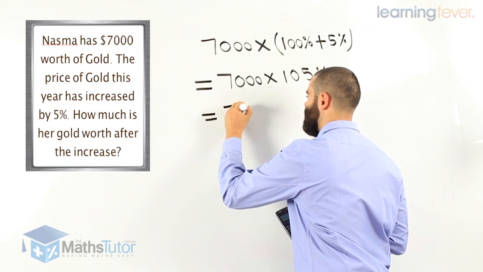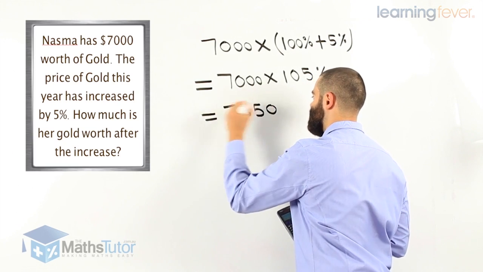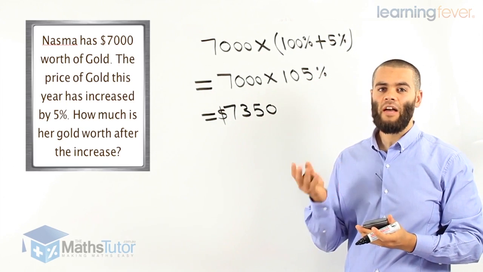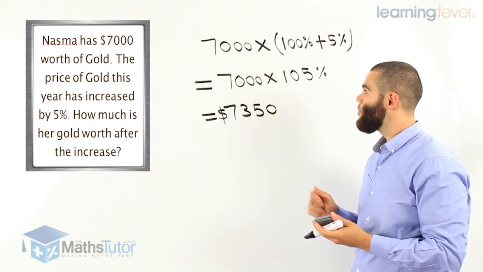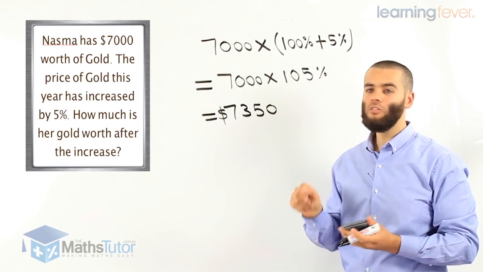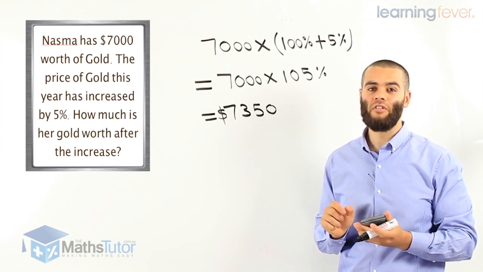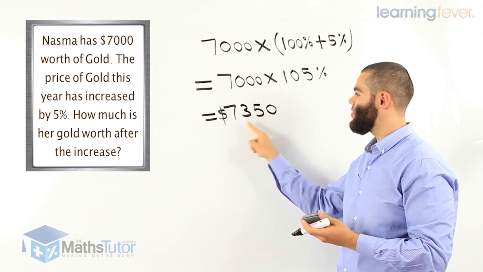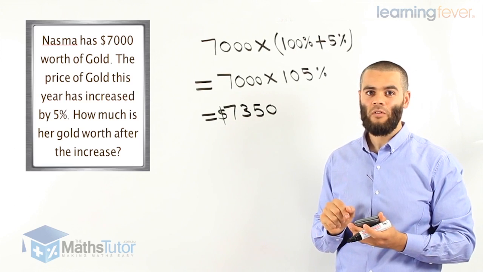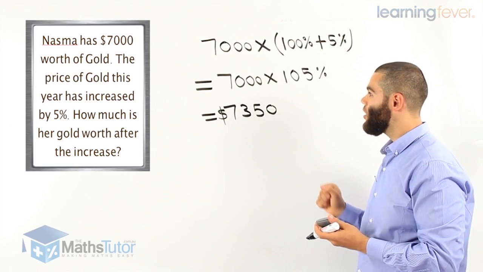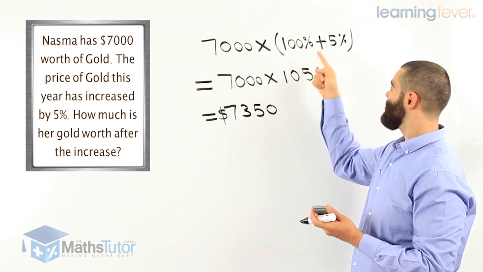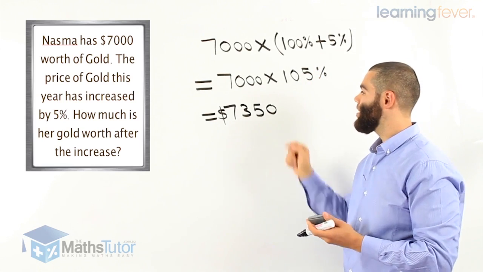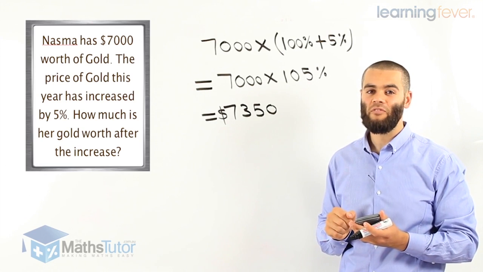Her gold is now worth $7,350. So that 5% increase made her $7,000 worth of gold become $7,350 worth of gold. So that 5% is that 350 extra that she has with her gold. So her 7,000 times 105%, it increased by 5%, becomes $7,350.